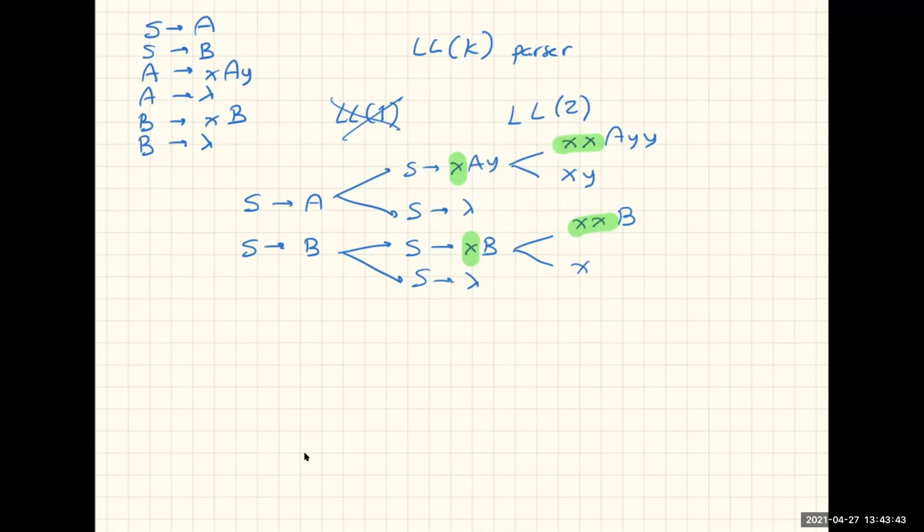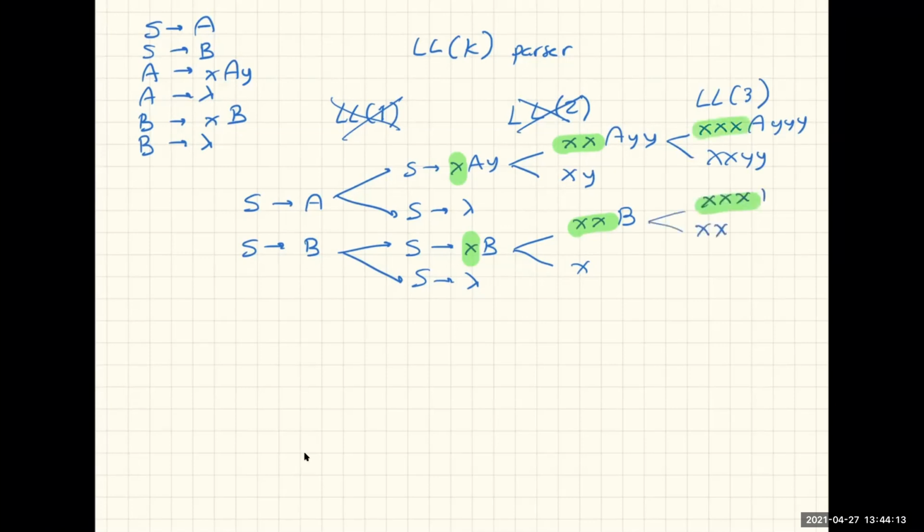Let's try an LL3. And again, if we expand this, we will have XXXAYYY, or XXYY. And in this case, again, if we expand, we will have XXX or XX. Again, we cannot decide with this because it's exactly the same.